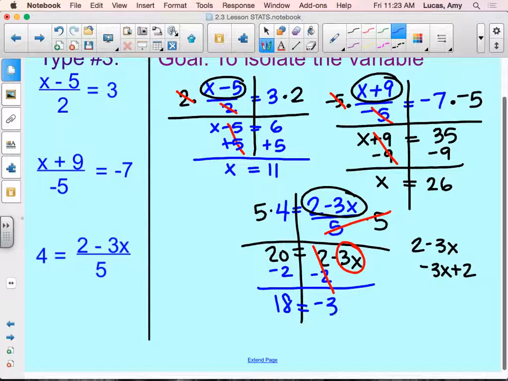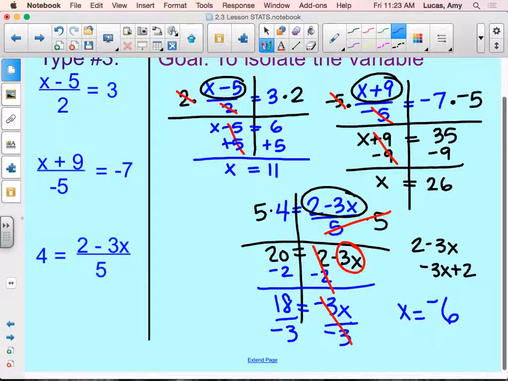Bring down the negative 3x. Don't lose the negative sign now. It's attached to that 3. And then the last step, I would divide by that negative 3 coefficient. So the x is all by itself. So x equals negative 6.